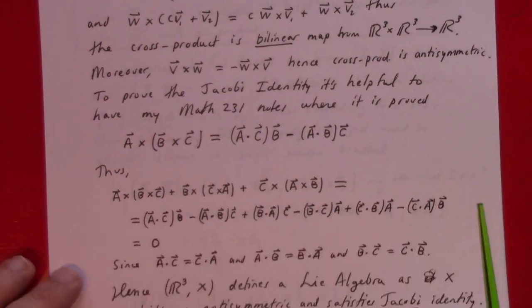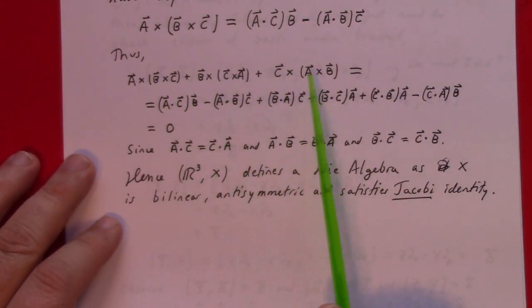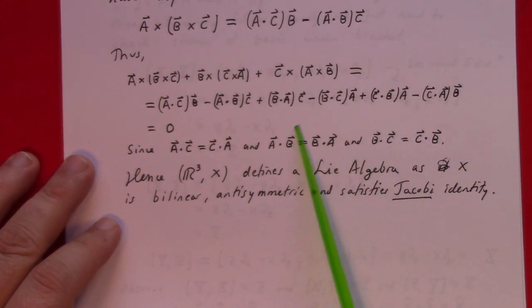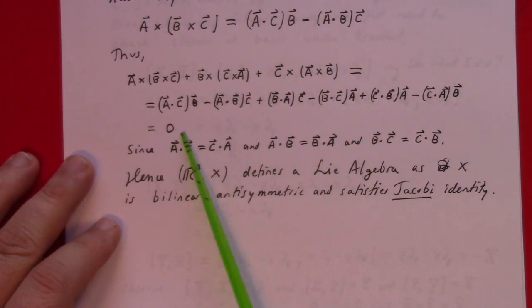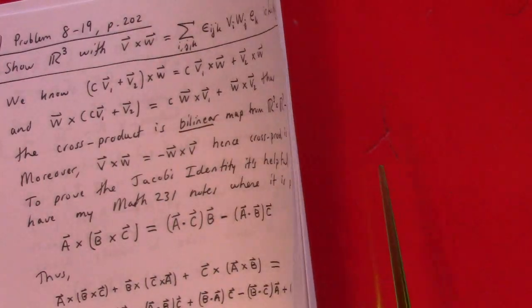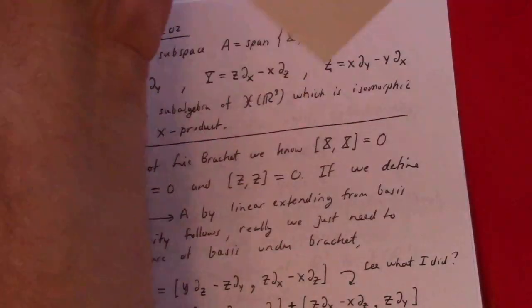All right, so then if you calculate this and that, it gives you these 6 lovely dot product times vector terms, which come in canceling pairs, which gives you 0, and therefore it is a Lie algebra, because it is satisfying the axioms of the algebra.